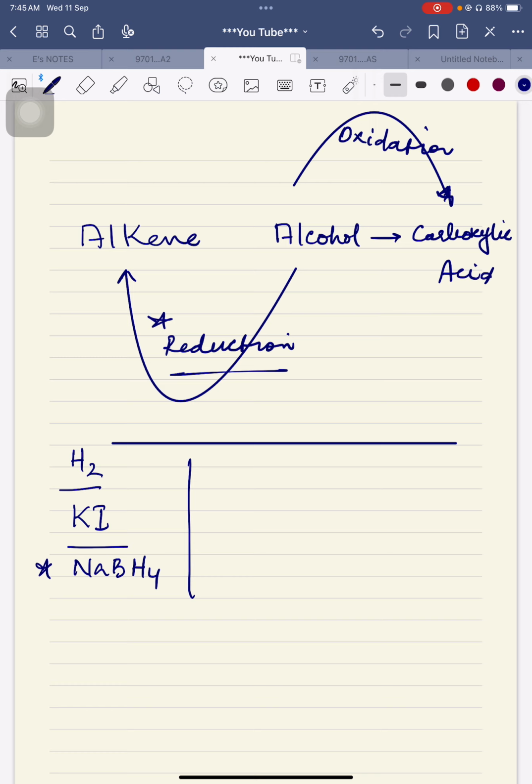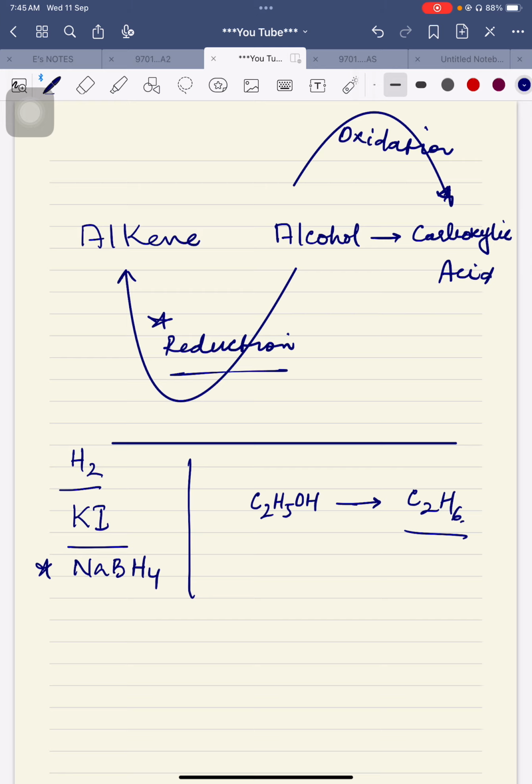But remember this thing: if we have C2H5OH, it is an alcohol of two carbon atoms. After reduction, it is going to make C2H6. So a two carbon alcohol is going to make a two carbon alkene. A three carbon alcohol is going to make a three carbon alkene. This is how we are going to make the product regarding reduction and oxidation of alcohol.